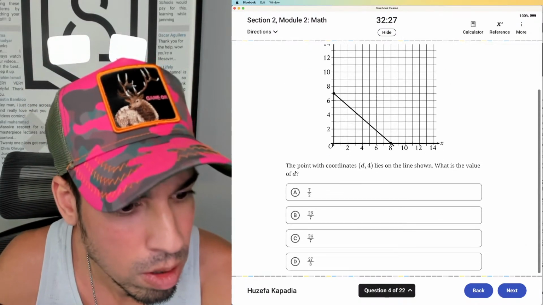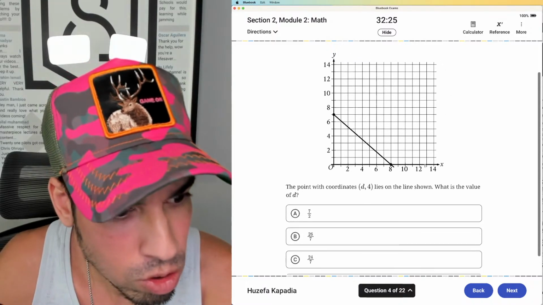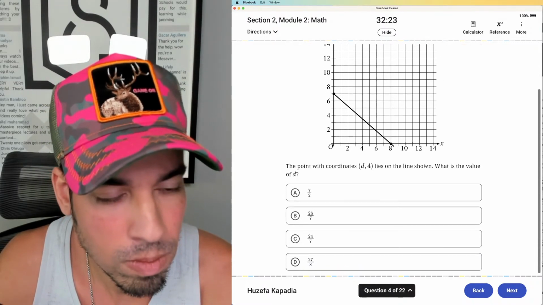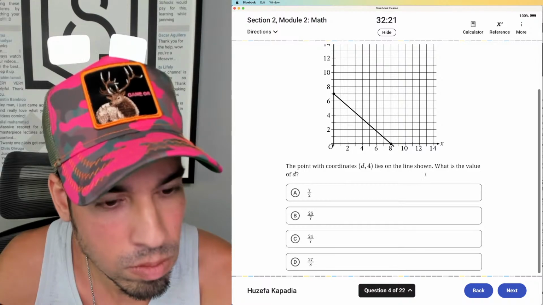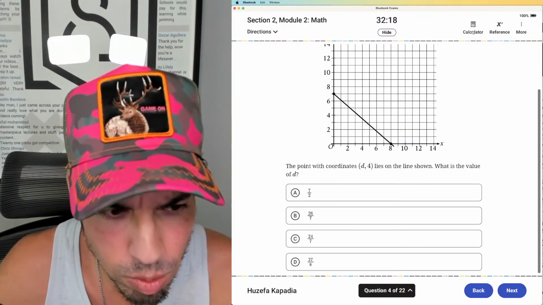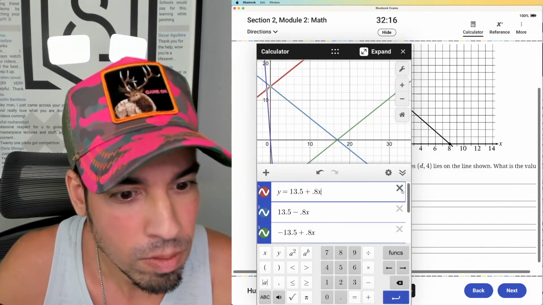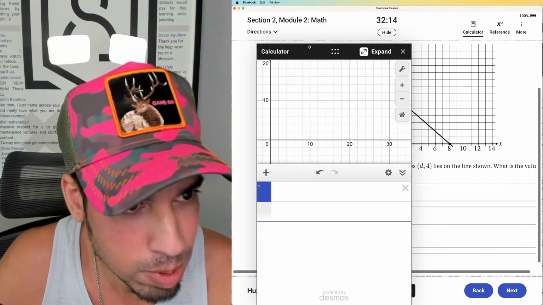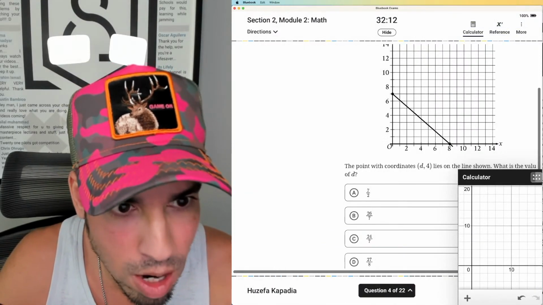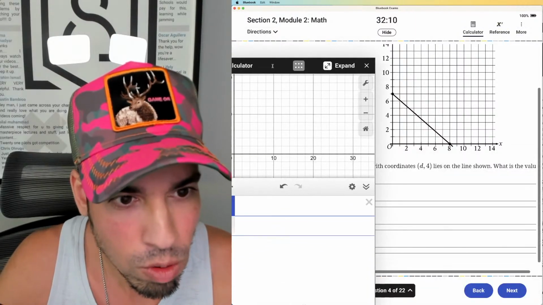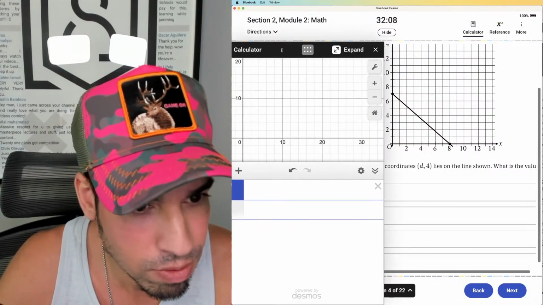Boom. Line D is shown. What is the value of D? Okay, I'm going to show you how you could hack this with Desmos, but you kind of need a little bit of knowledge. I see a y-intercept of... Okay, so I'm going to put this together as follows.